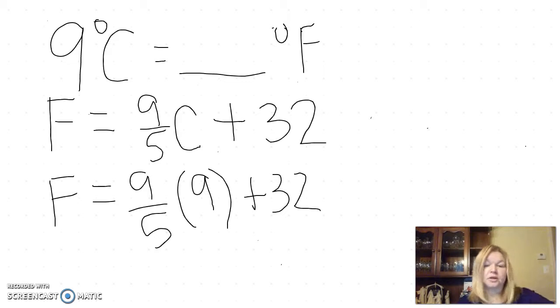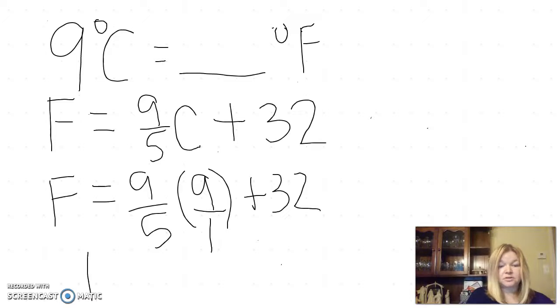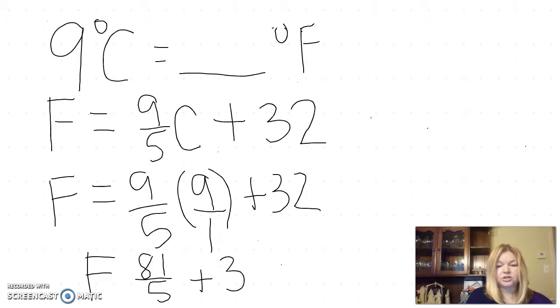So now, think about this as fractions again. When we're multiplying fractions, you multiply the numerators by themselves and the denominators by themselves. So this would be 81/5 plus 32. And the direction said to round to the nearest tenth, which tells me we're probably going to get a decimal, and we are. 81/5 is equal to 16.2 as a decimal.